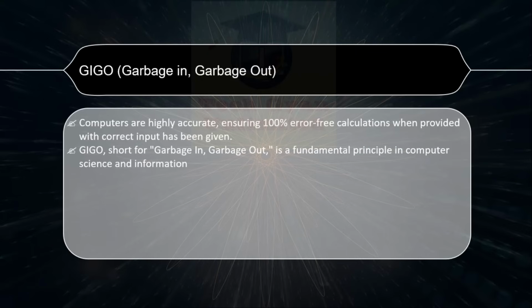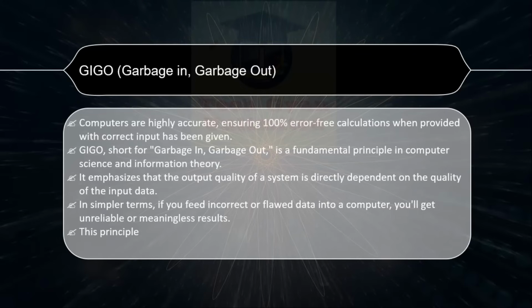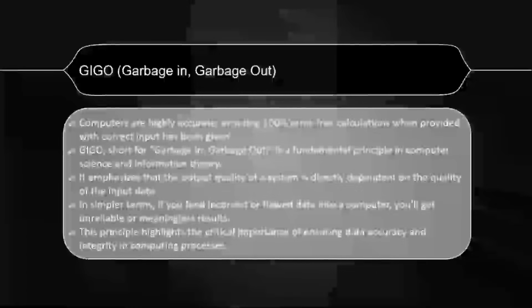GIGO, short for garbage in, garbage out, is a fundamental principle in computer science and information theory. It emphasizes that the output quality of a system is directly dependent on the quality of the input data. In simpler terms, if you feed incorrect or flawed data into a computer, you will get unreliable or meaningless results. This principle highlights the critical importance of ensuring data accuracy and integrity in computing processes.